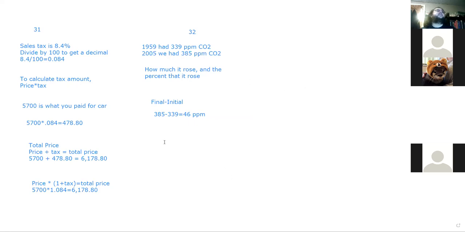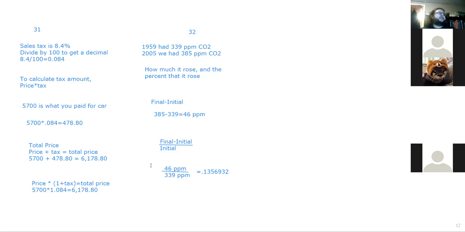To find out the percent that we rose, it's the final minus initial divided by initial. So we take the value that we had from the previous one, that 46 parts per million, and we divide it by what we started with, which was 339 parts per million, which would give us a decimal, 0.1356932.